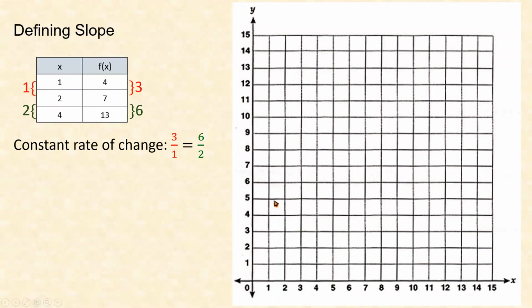Now imagine if you put that on a graph, okay? You expect this to be a straight line, of course, because the rate of change is constant, just like how our sequence is arithmetic. It's a straight line. Now I'm going to plot my points on here. Here's my 1, 4. Here's my 2, 7. And here is my 4, 13.